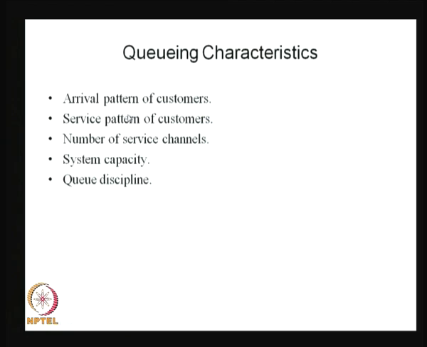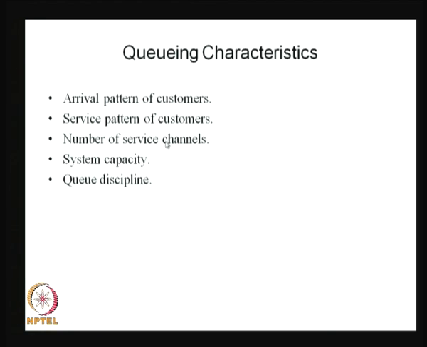Similarly, after the customer enters the system, you should know how the service takes place, whether the service time for each customer is constant or random. If it is a constant amount of service for each customer, then how much time it takes for each service. If it is probabilistic, then what is the distribution of service time.